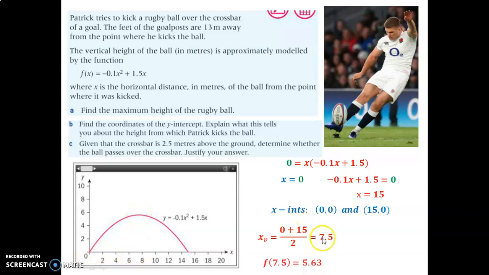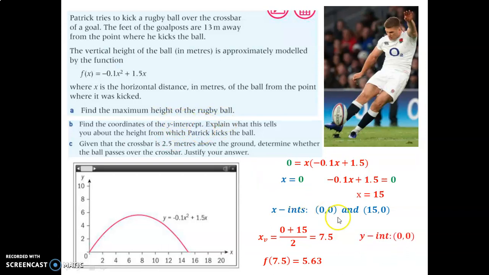So take that 7.5, put it back in the function, and find out that the y value is 5.63, which is the height of the rugby ball. Last question. How about this? Oh no, it says what's the y-intercept, and what does that tell you about the ball or the kick?